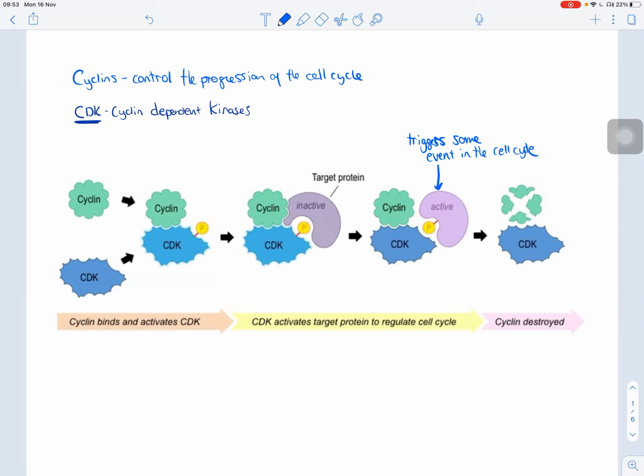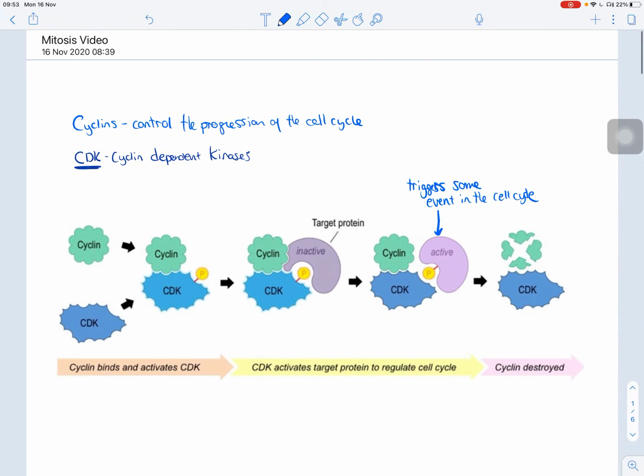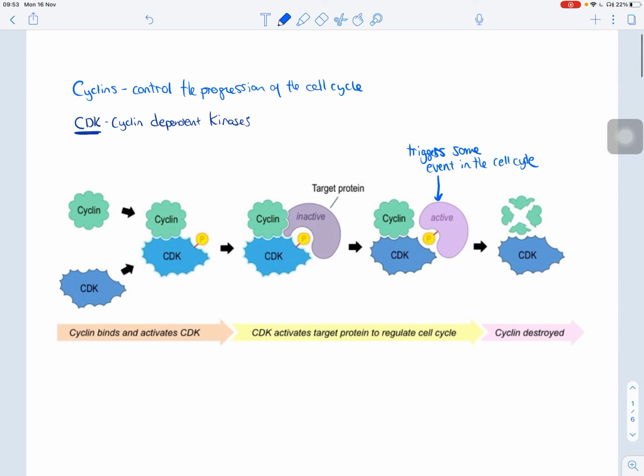Okay, so this is a few notes about mitosis, and we're going to talk about cyclins in the cell cycle, then we'll talk about the stages of mitosis, and we'll talk about cancer and the mitotic index. So first off are cyclins.